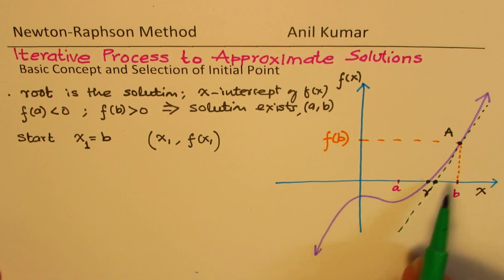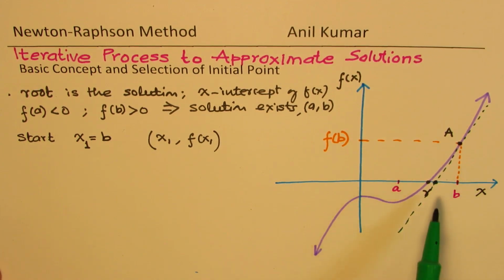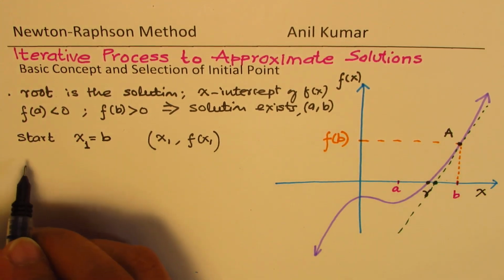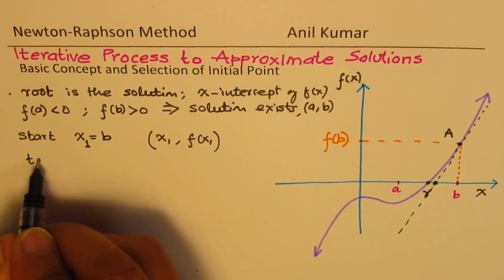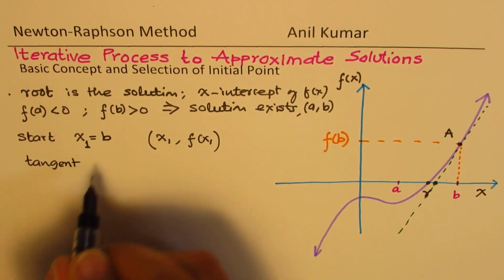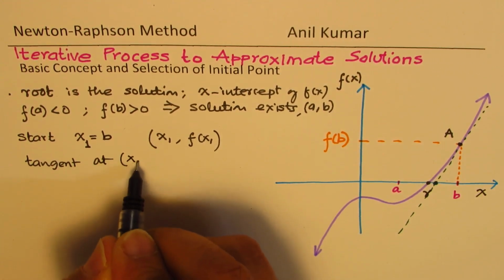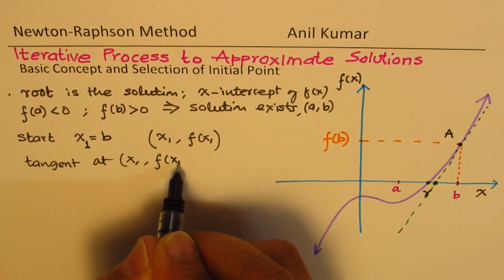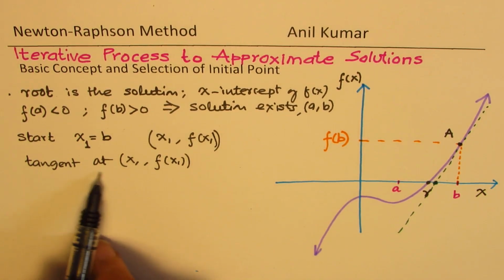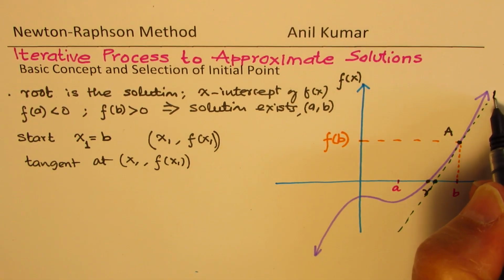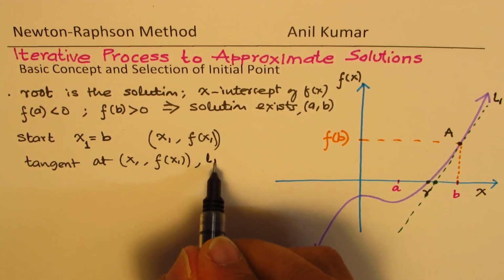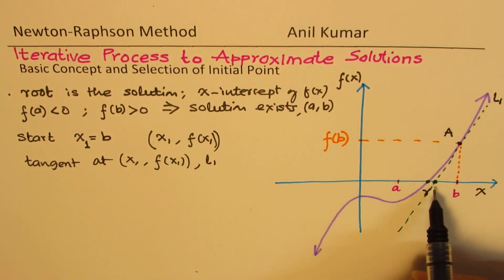This tangent at A crosses the x-axis at a point which is very close to r, right? So what we do is draw a tangent at this given point, which is x1, f of x1, correct? Let's call this tangent line 1. Now this tangent will have another x-intercept, as you can see here, and we'll take this as our second point.